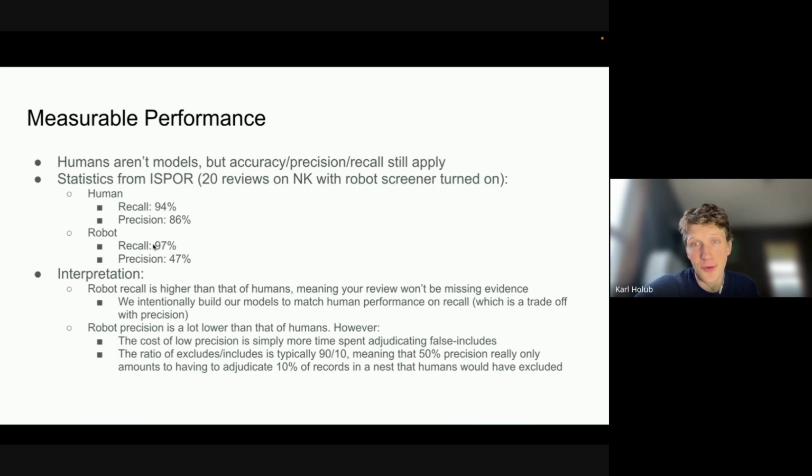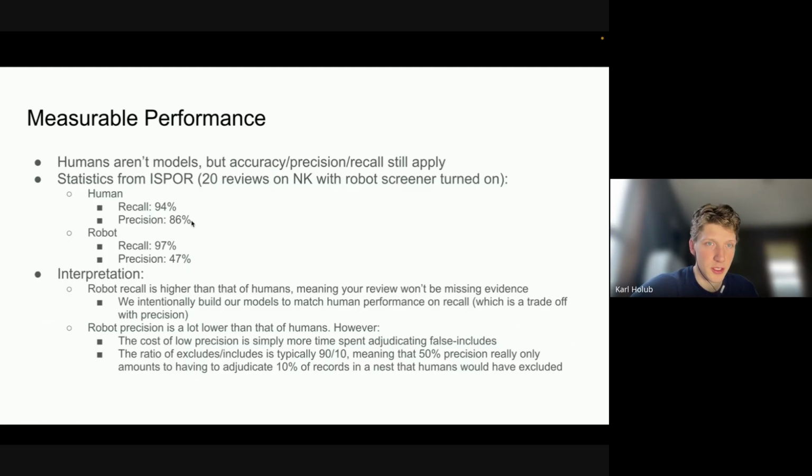To be clear, this is across 20 different reviews, so the numbers are quite large. The number of total included records here is about 10,000, so quite high. So robot outperforms on recall by a little bit, which, as I mentioned earlier, is our most important metric. It's something we optimize towards. In terms of precision, human precision is typically 86%, and our robot achieves a 47% precision. So recall is equivalent, or a little bit better from robot.